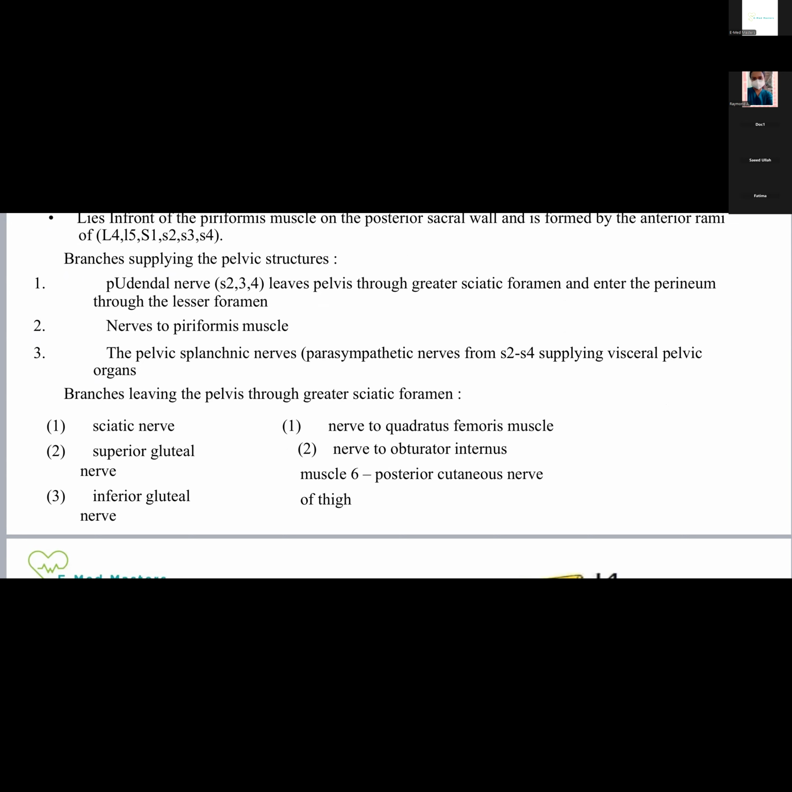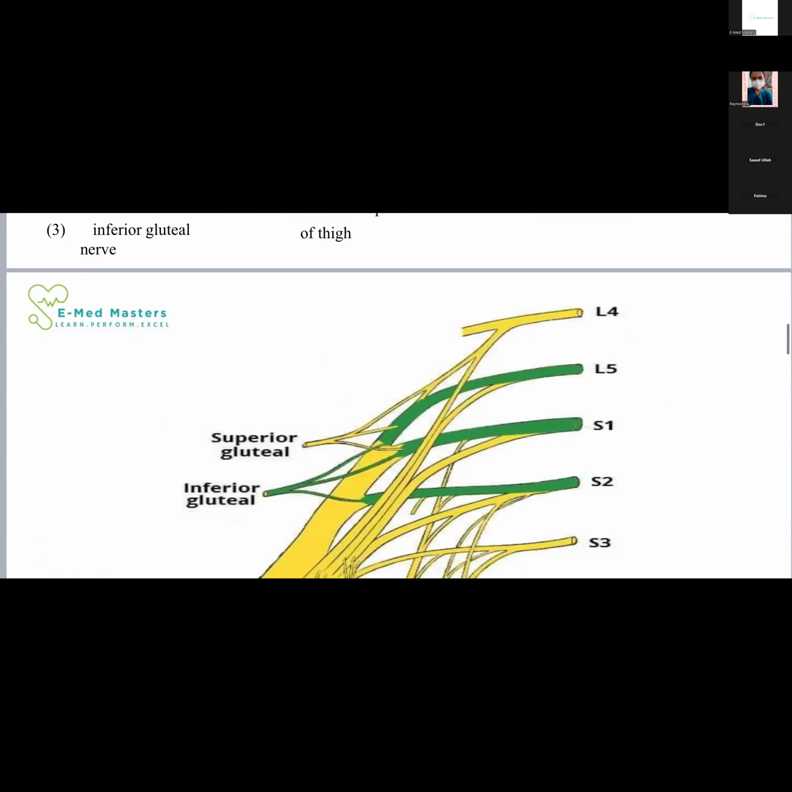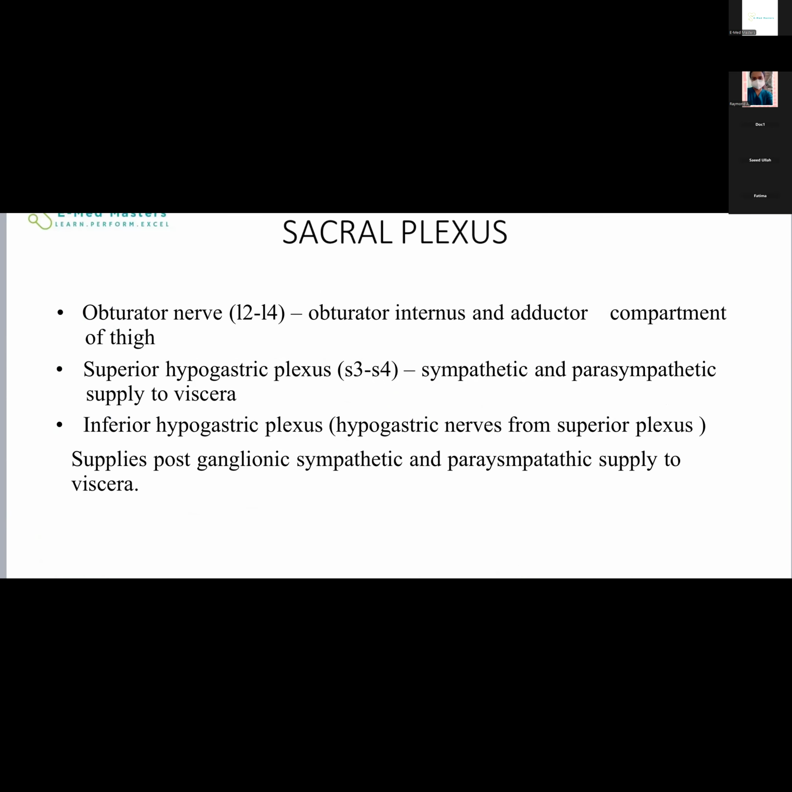So other branches are those that supply the lower limbs. Obturator nerve, its root value is L2, L3, and L4. It supplies the obturator internus muscle and the adductor compartment of the thigh. Always remember, obturator nerve supplies the adductor compartment of the thigh and obturator internus muscle.